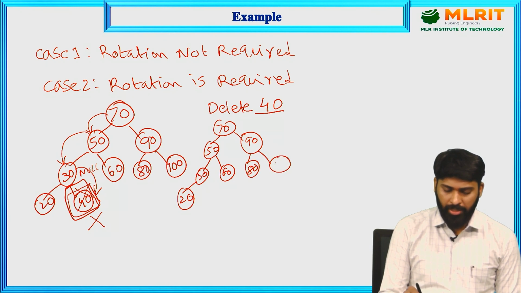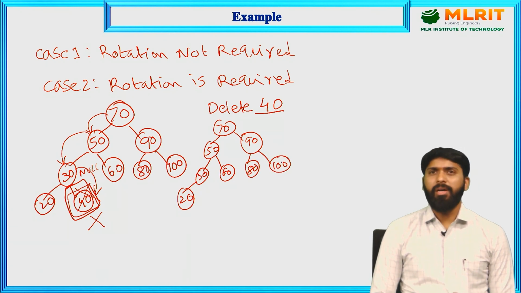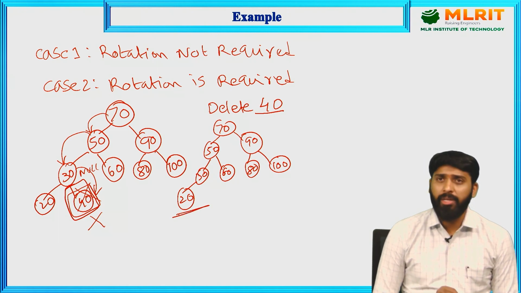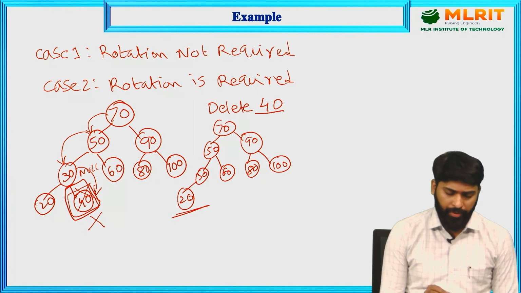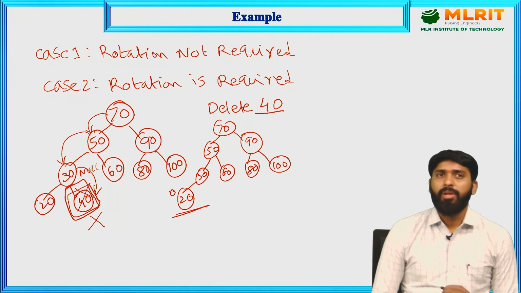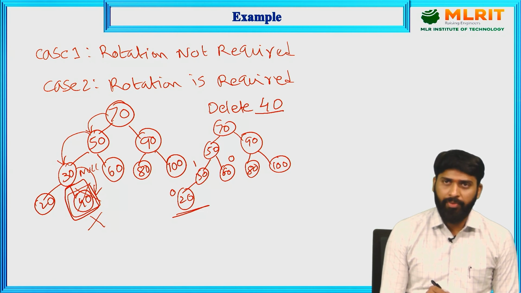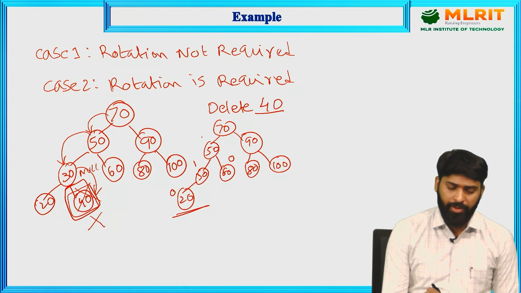What is the next step? Update the balancing factors. What is the balancing factor for 20? What is the balancing factor formula? Height of left subtree minus height of right subtree. For 20 it is 0. For 30 it is 1. For 60 it is 0. For 50, the height of the left subtree is 2 and the height of the right subtree is 1, so 2 minus 1 is 1.